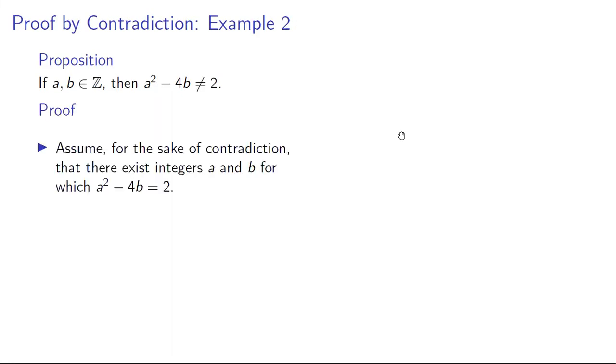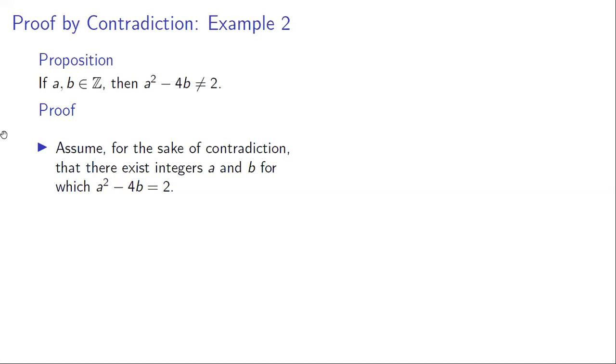Okay, so let's start the proof by contradiction. Assume for the sake of contradiction that there exist integers a and b for which a squared minus 4b equals 2. In other words, we're assuming that the proposition is false. We're guessing in a way that the proposition is false. We are guessing that in fact there are integers a and b for which a squared minus 4b is equal to 2. The proposition says that should not exist, but we are assuming that the proposition is false.